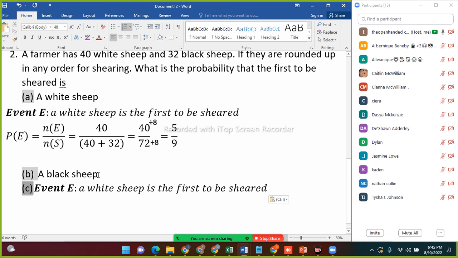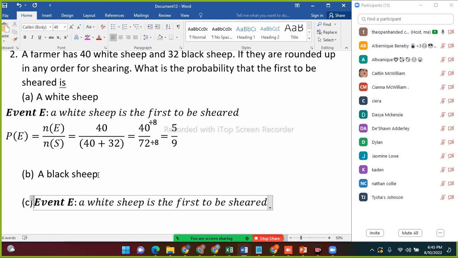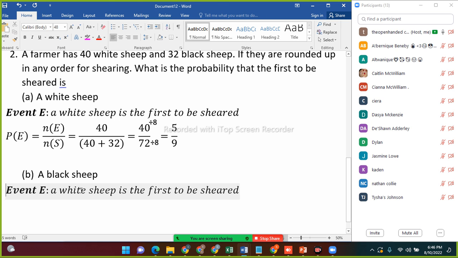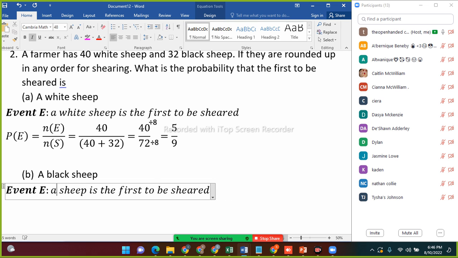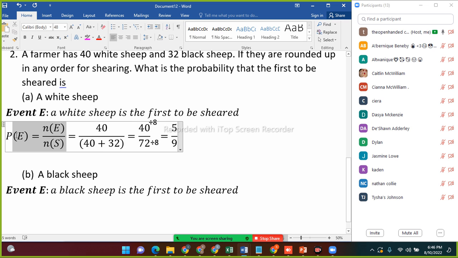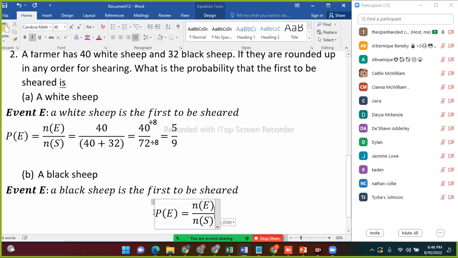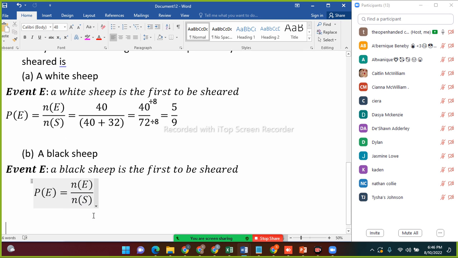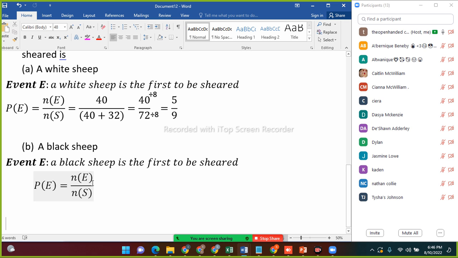Very good. Let me correct this. The event is that the black sheep is the first to be shared. The probability of that event is going to be equal to the number of elements in the event on top, over the number of elements in the sample space.